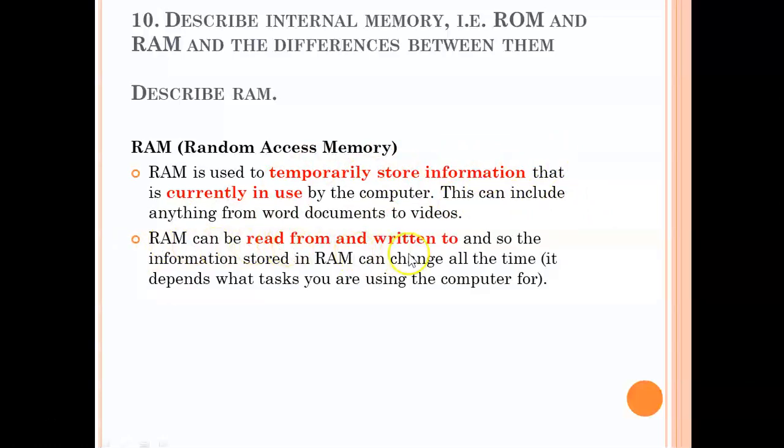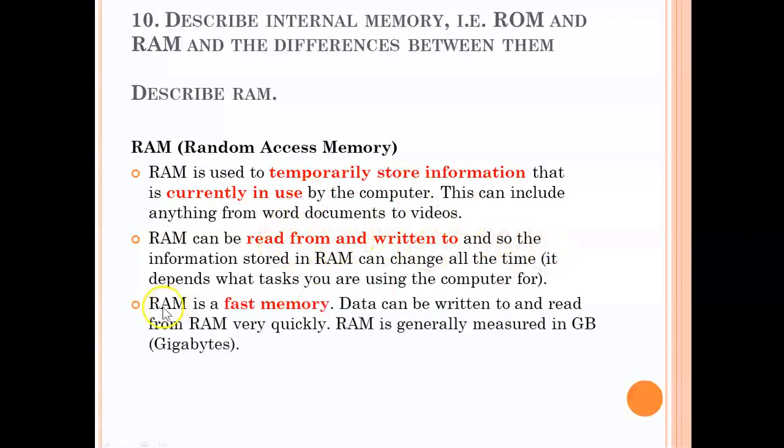RAM can be read from and written to, so the information stored in RAM can change all the time. It depends what tasks you're using the computer for. If you're running Word, then Word is written to the RAM. As soon as you're not using Microsoft Word, then Word is removed from the RAM. So it can read from RAM and write to the RAM. RAM is fast memory. Data can be written to and read from RAM very quickly. RAM is generally measured in gigabytes.